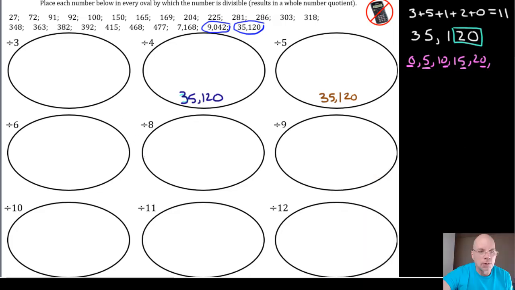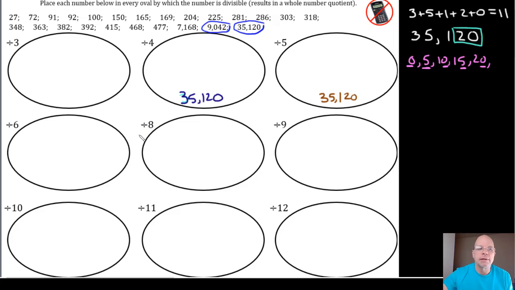Divisibility for 6 requires the number to be divisible by both 2 and... wait a minute, I'm forgetting my own rule. Hang on. Yeah, both 2 and 3. It would have to be even, and it would have to be a multiple of 3, or divisible by 3. Well, we didn't place 35,120 in the 3 oval. It's certainly divisible by 2 because the ones digit is an even number, but because it's not divisible by 3, it cannot be divisible by 6.